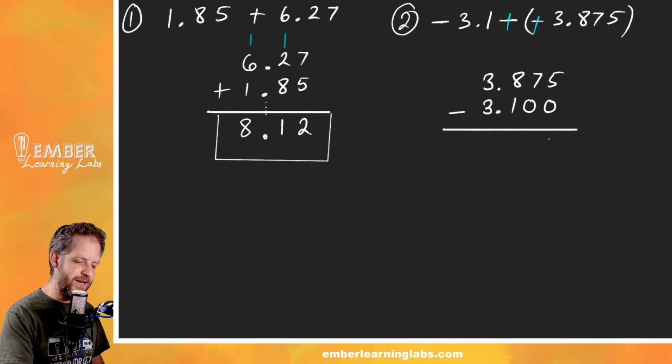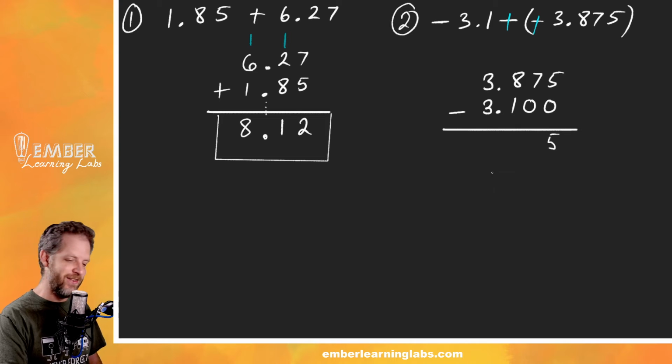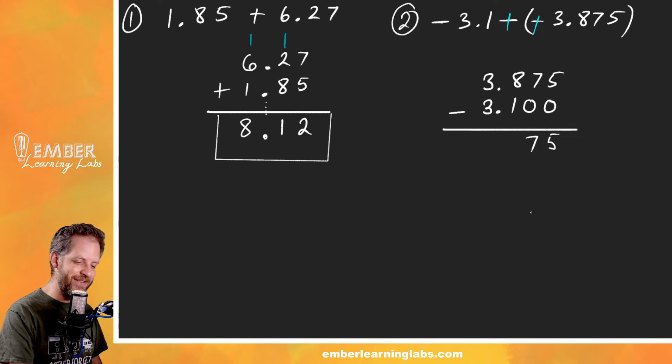Did you catch me before? Did you catch the mistake before I caught the mistake? 5 minus 0 is 5. 7 minus 0 is 7. 8 minus 1 is another 7. We're going to float that decimal on down. 3 minus 3 is a 0.